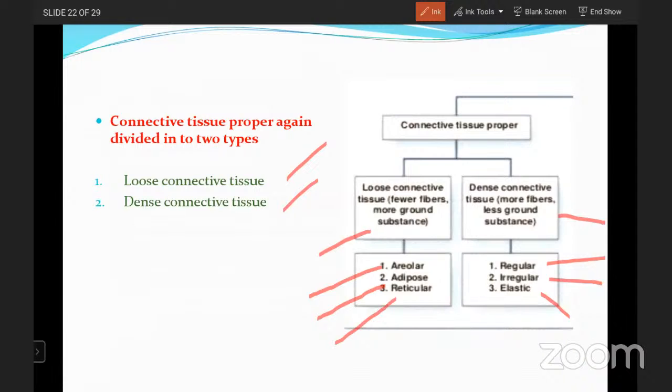In the case of connective tissue proper, it is divided into two types: loose connective tissue and dense connective tissue. When we come to the loose connective tissue, loose means the term itself indicates few fibers and more ground substances are present. Examples: areolar, adipose, and reticular. And dense connective tissue: regular, irregular, and elastic. Okay, this is the classification of the connective tissue proper.